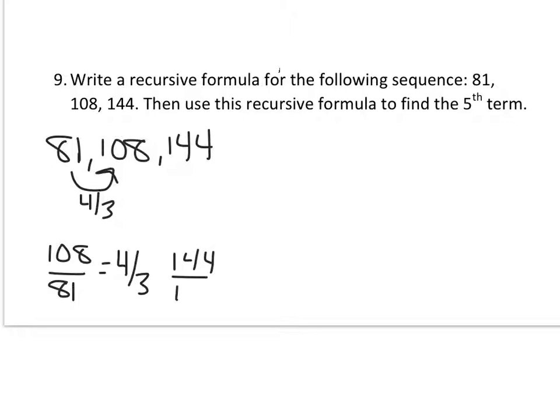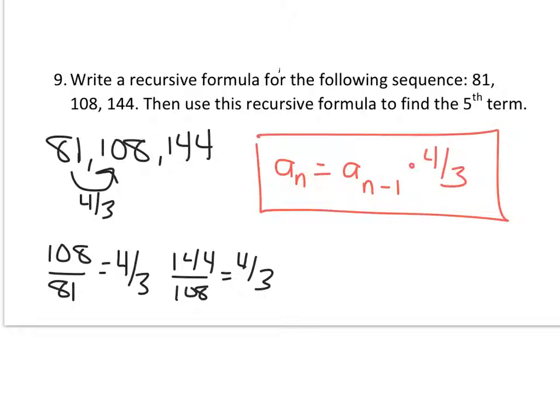144 divided by 108 is 4/3 as well. So our common ratio is 4/3. So each term, a subscript n, can be found by multiplying the term before it by 4/3. Now it says use this recursive formula to find the fifth term. So right now we have a1, a2, a3. So we can't go straight to the fifth term because for a recursive formula we have to know the one before it. So we need to know the fourth term.